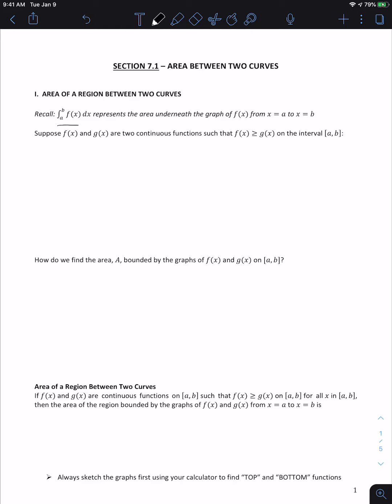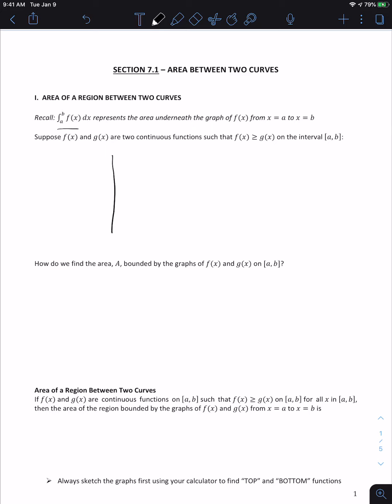Now suppose we have f of x and g of x. They're two continuous functions, right? Continuous basically just means I can draw them without picking up my pencil, such that f of x is greater than or equal to g of x on the whole interval from a to b. So let's look at what that means, f of x being greater than g of x on the interval.